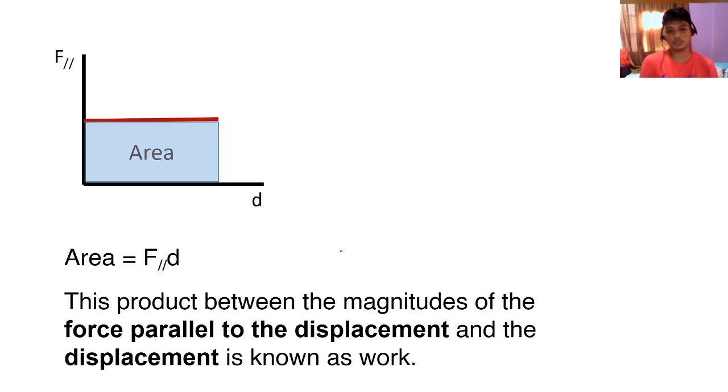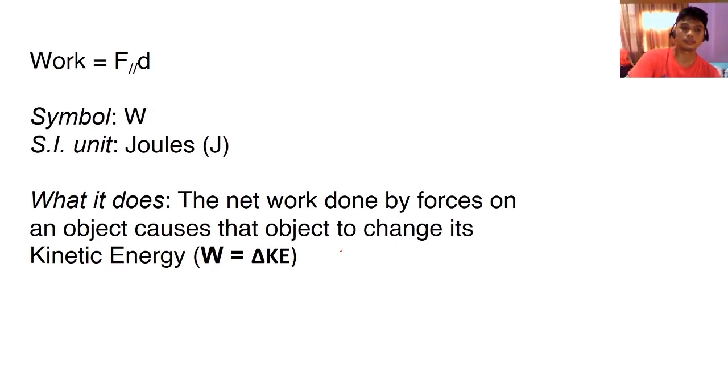This product between the magnitudes of the force parallel to the displacement and the displacement is known as work. It's given a name because this combination of the two concepts can cause an increase in kinetic energy. So work, W, is its symbol, its SI unit is joules, and its formula is F parallel times D.